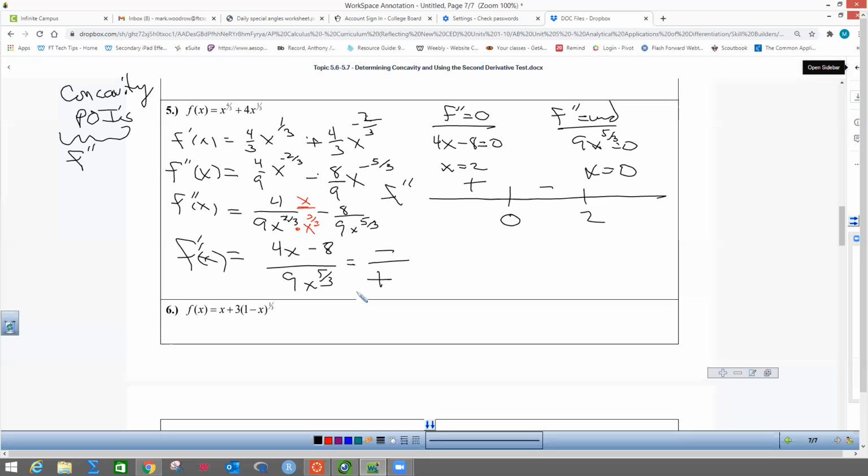And then if I stick in a 3, let's stick a 3 in here. This is a positive on top and a positive on the bottom, so that's a positive. I hope I got these numbers right up here. I hope that's a 4/3 and a 1/3. So it looks like to me we have a possible point of inflection at 0.